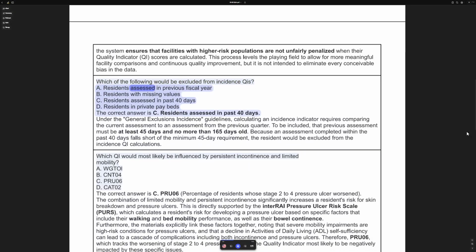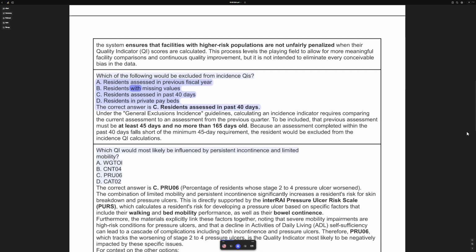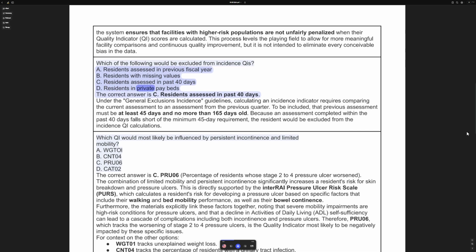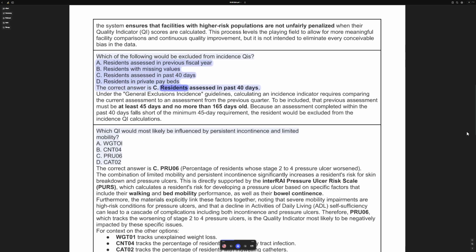A. Residents assessed in previous fiscal year. B. Residents with missing values. C. Residents assessed in past 40 days. D. Residents in private pay beds. The correct answer is C. Residents assessed in past 40 days.